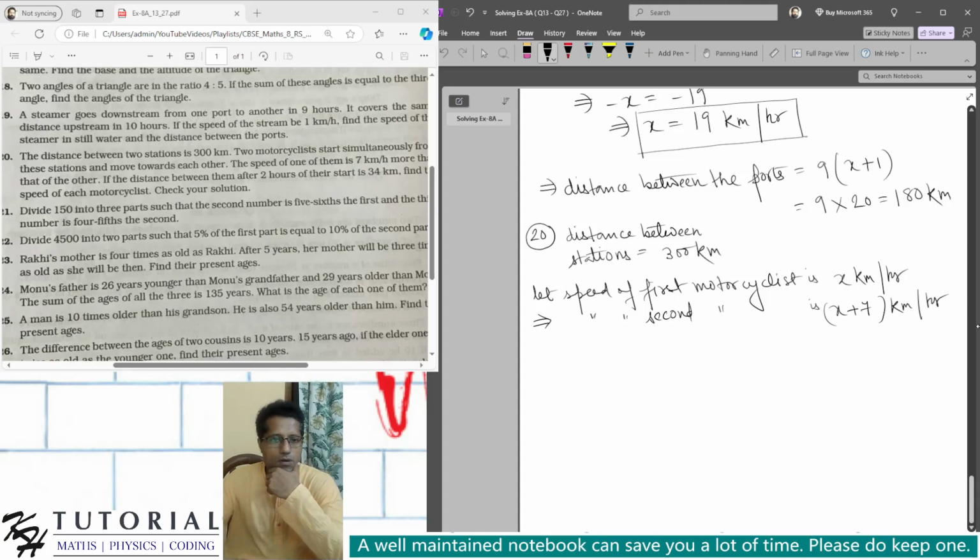Now, the two motorcyclists start simultaneously from the stations and move towards each other. The distance between them after 2 hours of their start is 34 kilometer. So let's say this is station A and this is station B. This distance is given to be 300 kilometer.